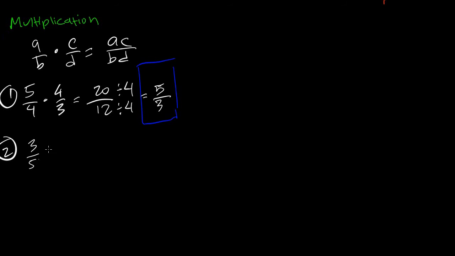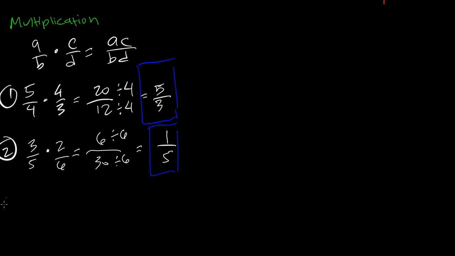Next. 3/5 times 2/6. 5 times 6 is equal to 30. 3 times 2 is equal to 6. Since yung greatest common factor nilang dalawa is 6, pwede natin silang i-reduce pa. So, we have 1 over 5. That is our final answer, 1 over 5.